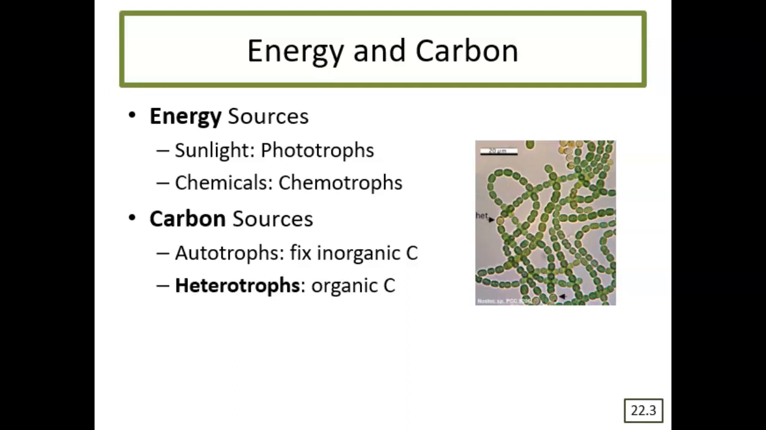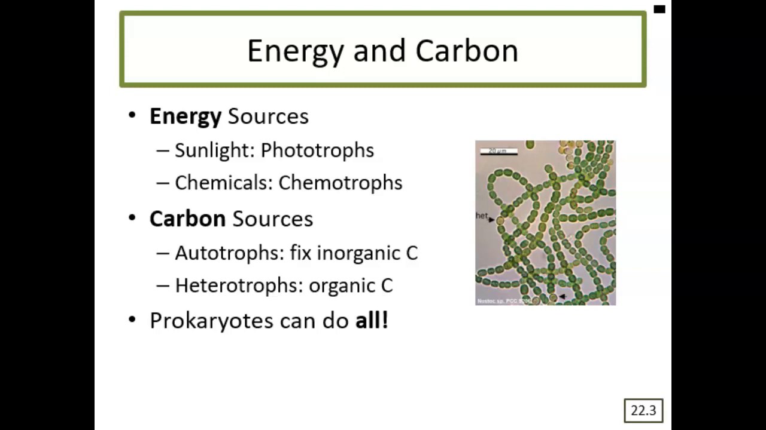Now, it turns out that prokaryotes can do every combination. They can be photoautotrophs, photoheterotrophs, chemoautotrophs, and chemoheterotrophs. They are the only group of organisms that have such a diversity in their energy and their carbon sources. There are prokaryotes that pretty much do everything. They live everywhere, they can survive everything, and they do everything. It's a little bit of an exaggeration, but not too much.